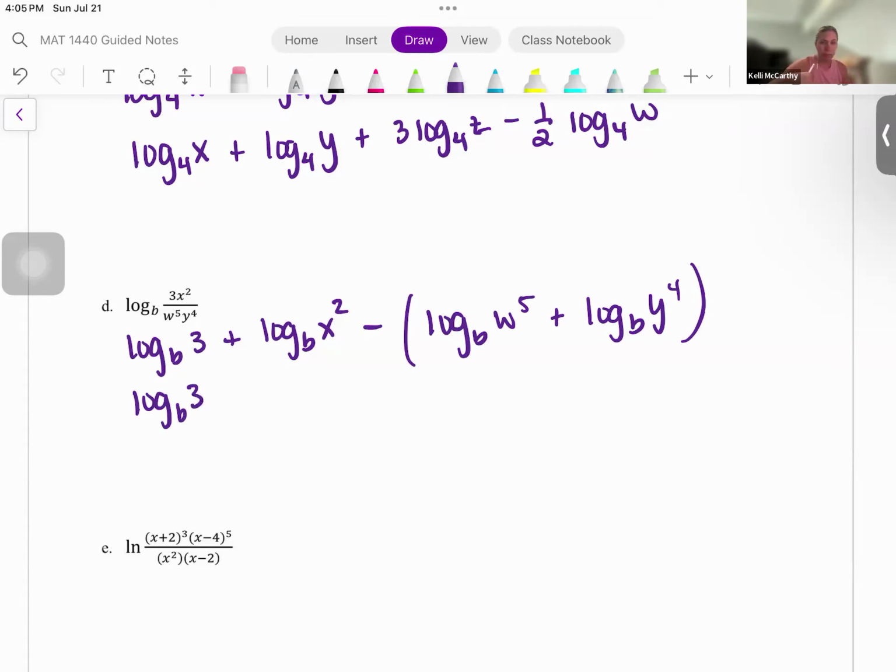And now we can start using the power rule to bring down those exponents. I'm also going to distribute at the same time. So we have log base b of 3 plus 2 log base b of x minus 5 log base b of w minus 4 log base b of y.